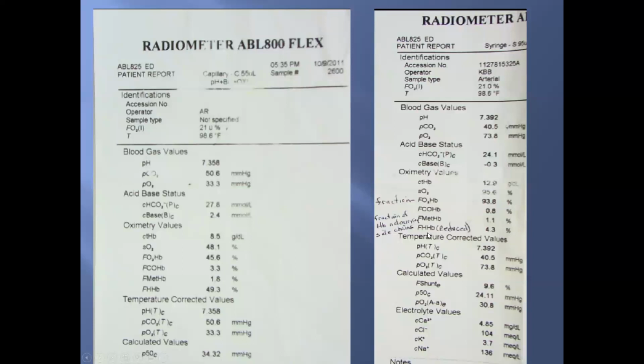Do you know what HHB is? Or if you can read my writing, it tells you. HHB, it's reduced hemoglobin. Do you know what that means when hemoglobin is reduced? Very good. It's deoxygenated hemoglobin is called reduced hemoglobin. Good job. And then, of course, the temperature corrected values, your P50, I'm sure you remember that.